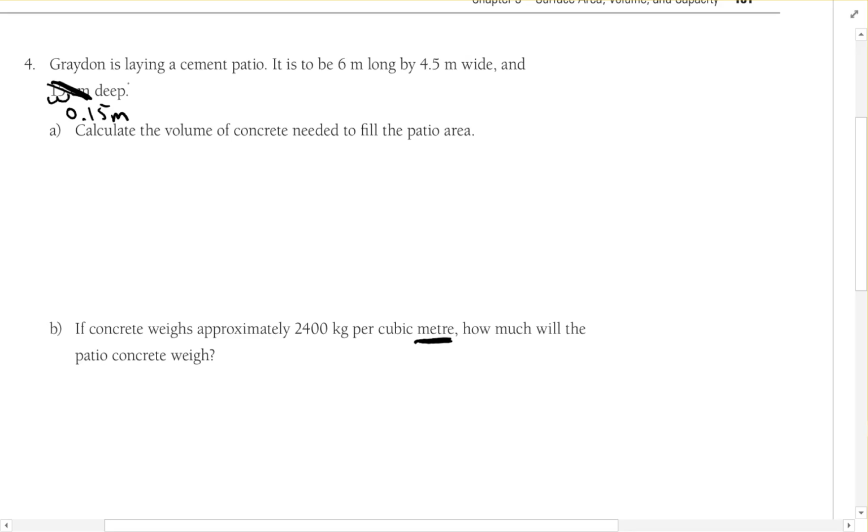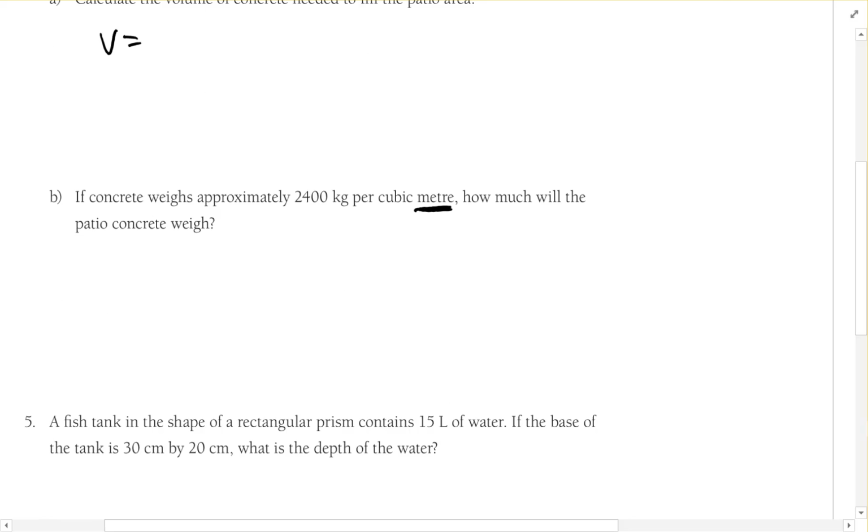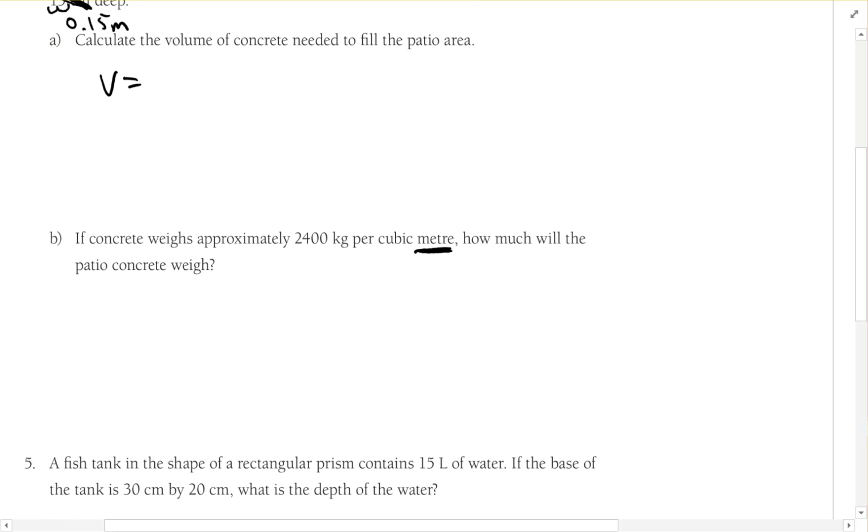Okay, so now it's a normal question. You just need to figure out the volume with those 3 things. So go ahead and answer 4A now. 4B says if concrete weighs approximately that much per cubic meter, how much will the patio concrete weigh? I'll let you see if you can answer that one on your own too. So go ahead and answer 4B now.